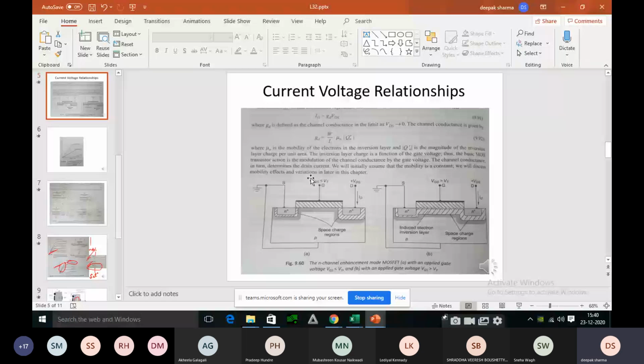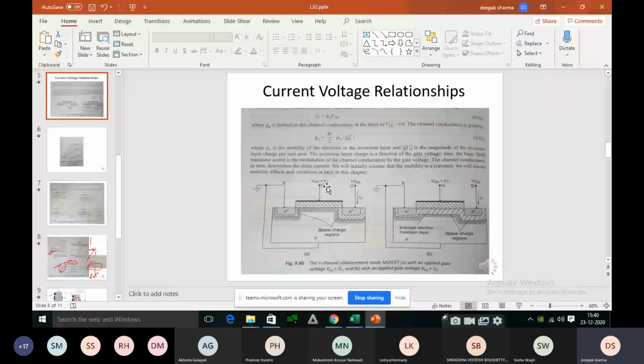So the construction I have said, right? Now I am going with the working. In the working, you take two cases. First case, you take VGS less than VT. When VGS is negative, what will happen? Positive charges will be attracted here, which will not help in conduction. You go with the next point: you increase this VGS, make it positive, and you cross the VGS with respect to VT. That is VGS greater than VT.